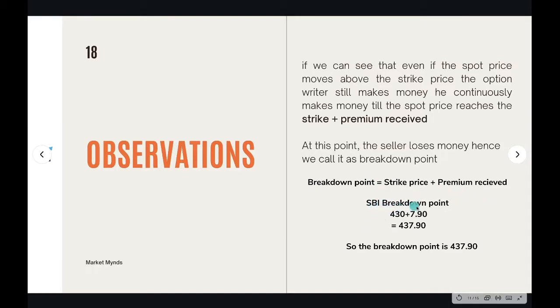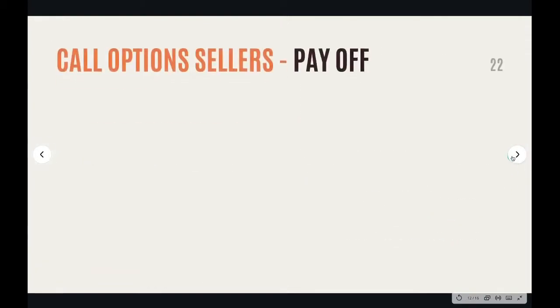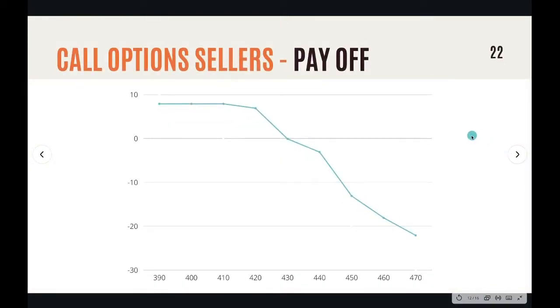Now SBI's breakdown point is 437.90. That means at this point, I'm neither in profit nor in loss. So if we calculate this, we can see it in the chart. This is my breakdown point. So up to here, I'm in no loss, no profit. From here, I'm starting to lose money, right?